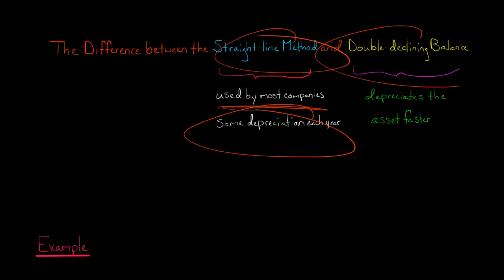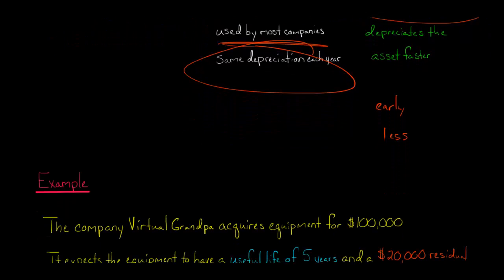The double declining balance method is a little bit more difficult to calculate. I'll show you how to do it with an example, and it's going to result in more depreciation being recorded in the early years of the asset relative to the straight line method, and less depreciation being recorded in the later years of the asset. Either way, the total amount of depreciation recorded is going to be the same, and you'll see that with the example. So let's jump into it.